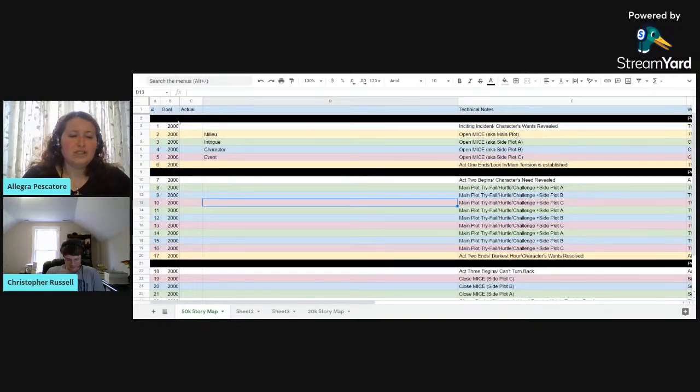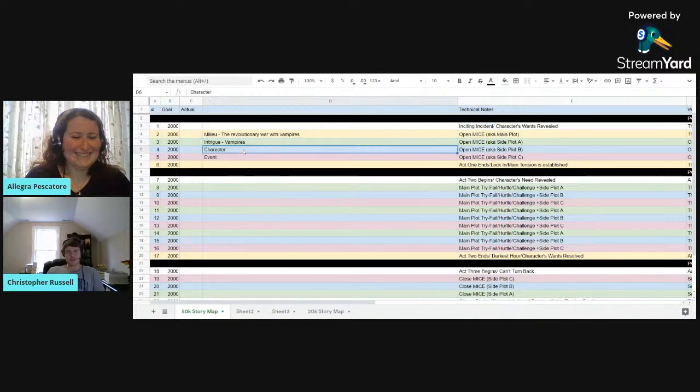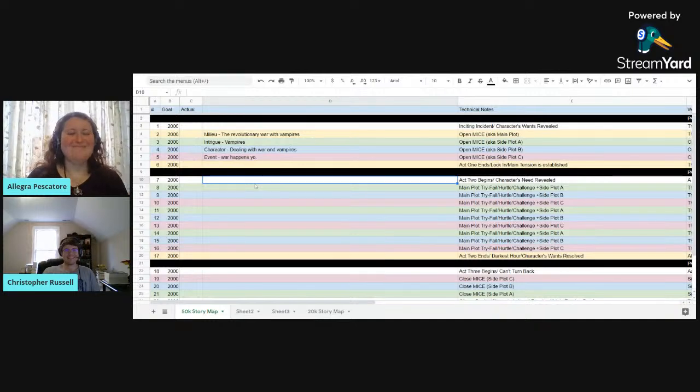Anyways, so once you've figured out what your main item is and put it into row 4, and so this is specifically milieu, the war, the revolutionary war with vampires. All right, and intrigue: vampires. Okay, this is actually more fleshed out than I thought it was. Characters dealing with war and vampires. And the event, war happens, yo. That about sums it up.